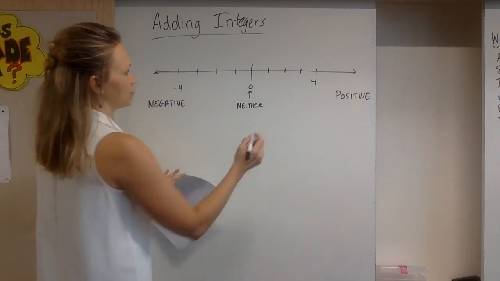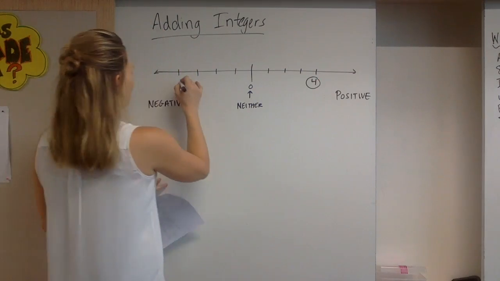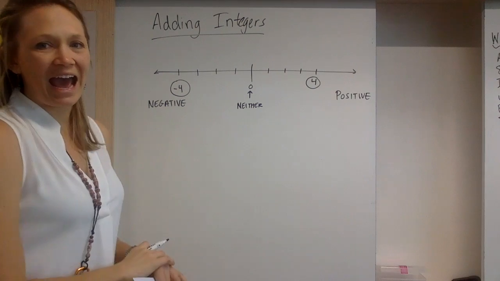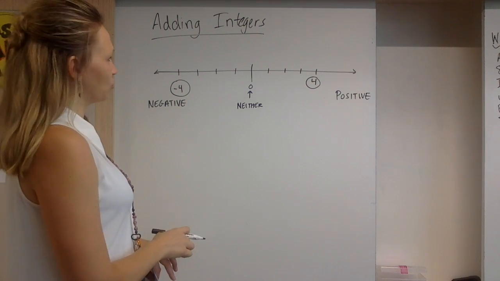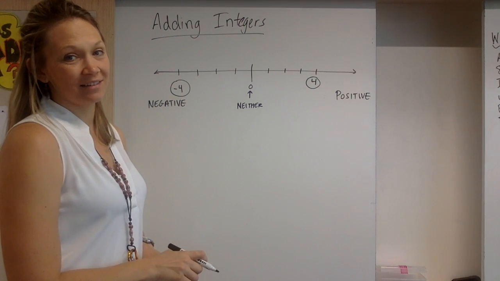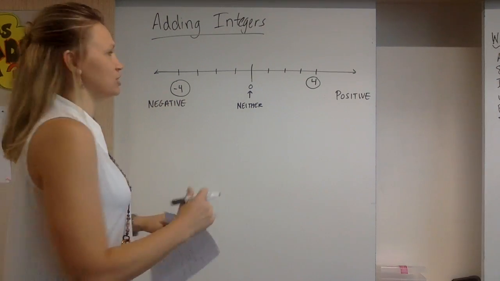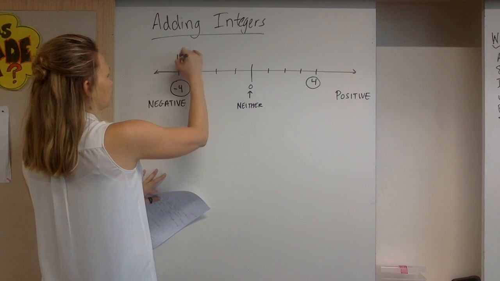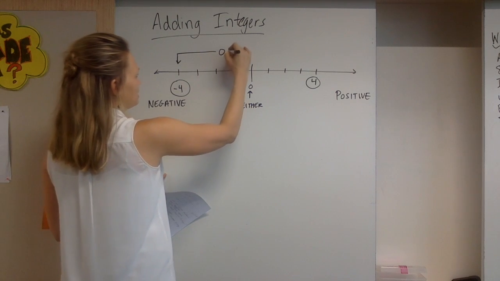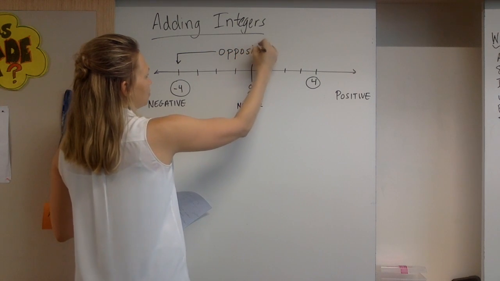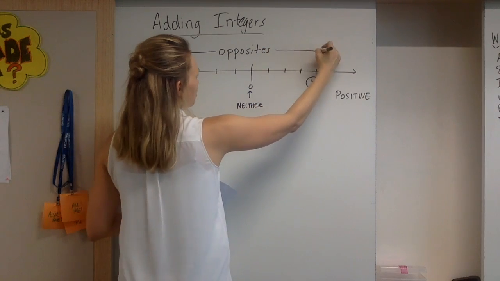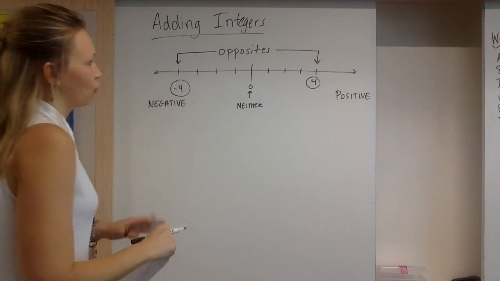Okay, so if I look at the number 4 and negative 4, when I add 4 and negative 4 together, what do you think I'm going to get? 0, right? They cancel each other out. Those quantities are what we call opposites. So that's an important word for today. Make sure you have that down on your paper. 4 and negative 4 are opposites.